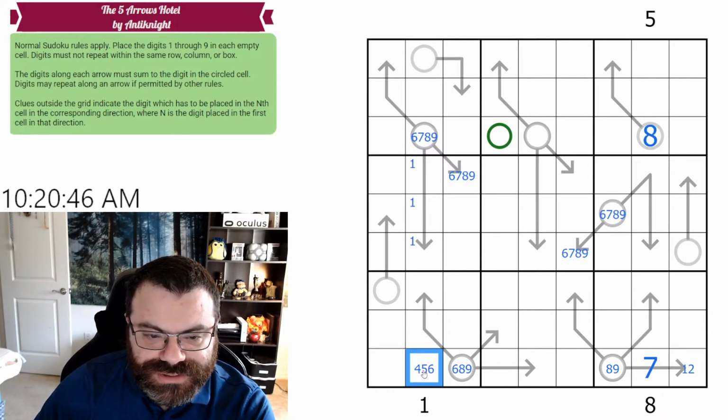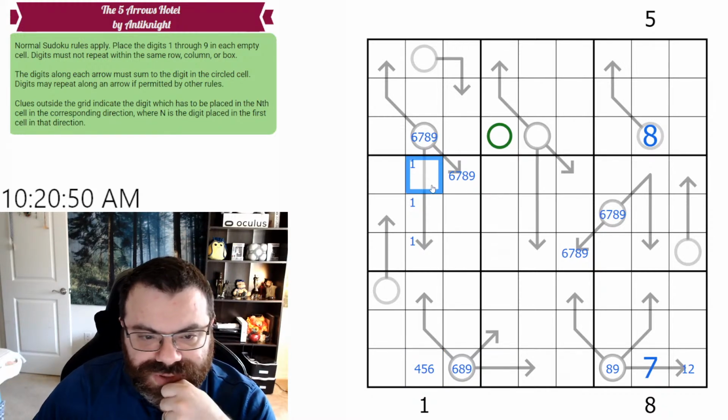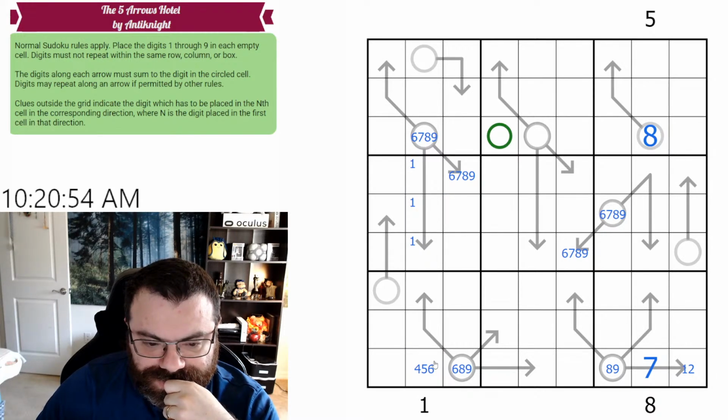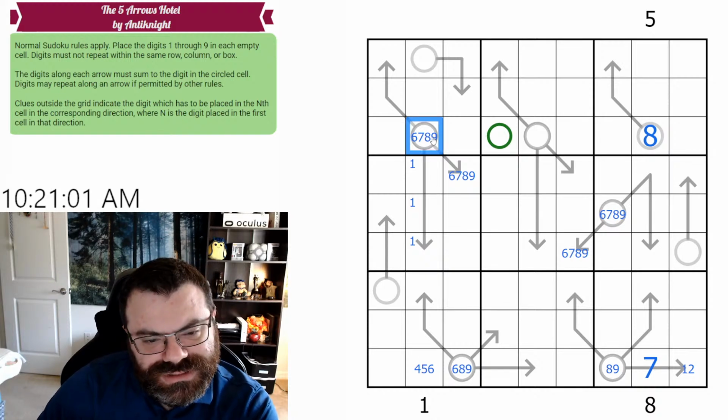But 6 doesn't work, because if I put a 6 here, that puts a 1 here. Wait, why wouldn't that work? No, that would work fine. Six here would force one of these. That's fine.